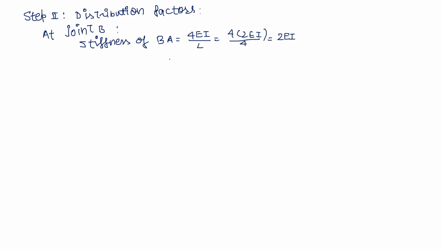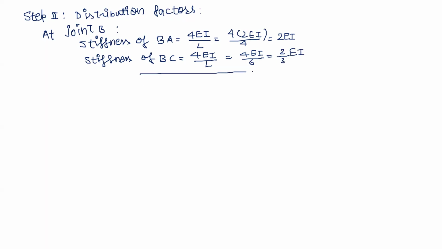Now if we go to stiffness of BC, C is continuous. So it is again 4 EI by L, and we have it as 4 EI by 6, and that is 2 by 3 EI. And therefore we will get total stiffness at B. If you calculate it, then 3 2s are 6, 6 to 8, so it will be 8 by 3 EI.